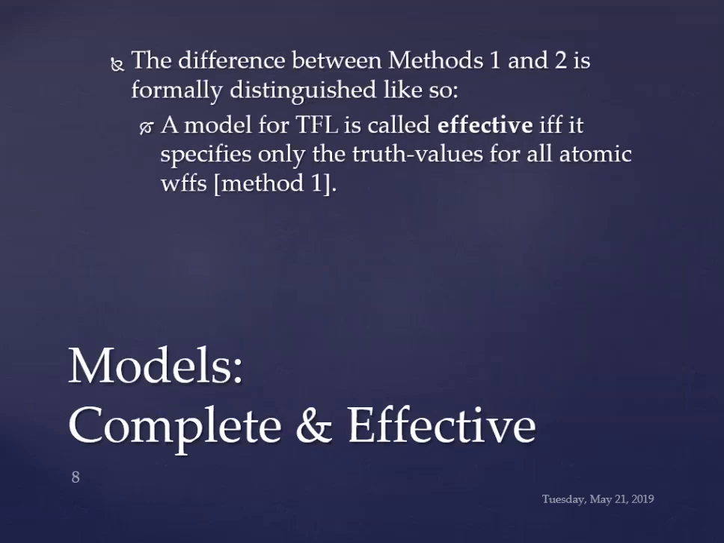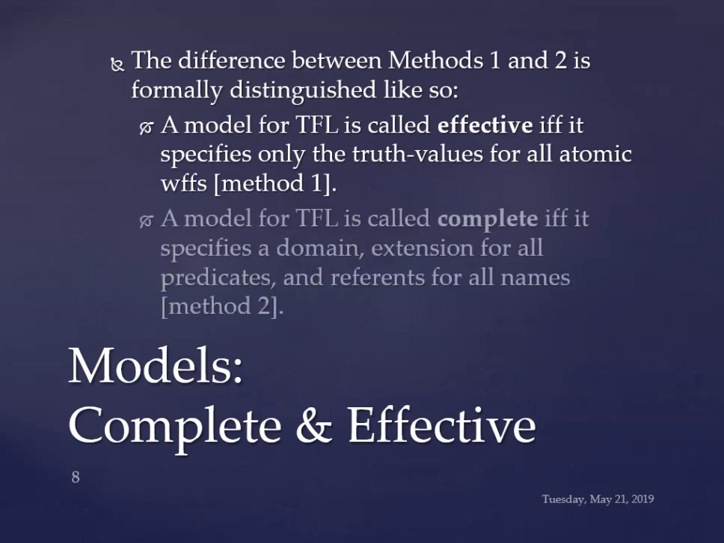The difference between these two ways of creating a model can be formally distinguished like so. A model for TFL is called effective if it specifies only the truth values for all the atomic formulas. That's method one: you just fill them in as you want. Method two is called complete, because you're specifying a domain and an extension for all the predicates, reference, and names.